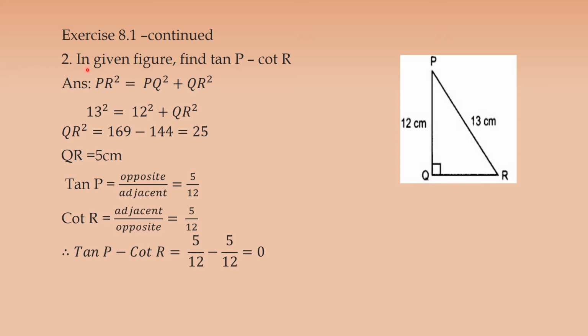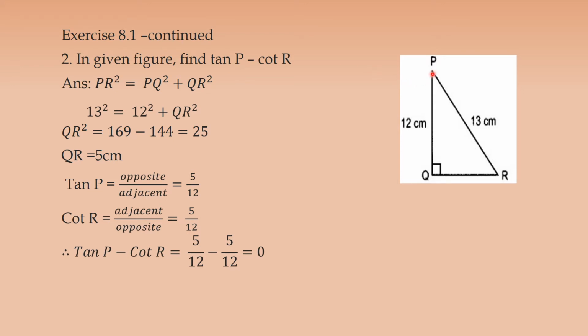Question number 2. In the given figure, find tan P minus cot R. In the figure we are given PQ is equal to 12 cm and PR is equal to 13 cm. Angle Q is equal to 90 degrees, therefore PR is our hypotenuse. To find the missing side QR, we are going to apply the Pythagoras property, which is PR square is equal to PQ square plus QR square. That is 13 square is equal to 12 square plus QR square, and from this we can find QR is equal to 5 cm.